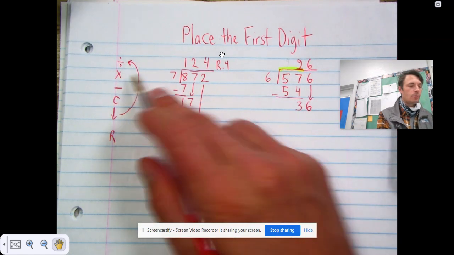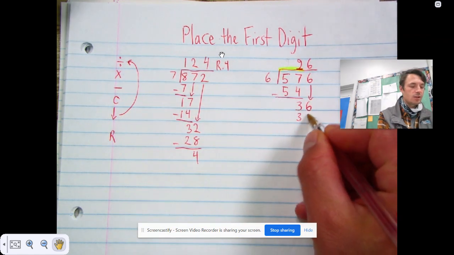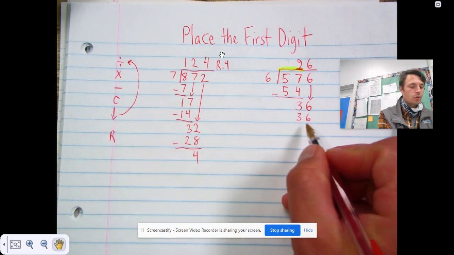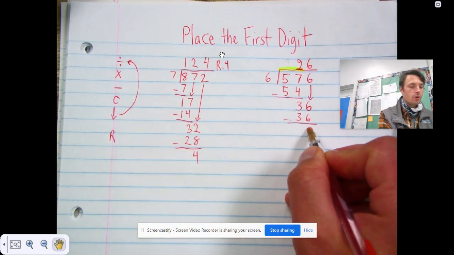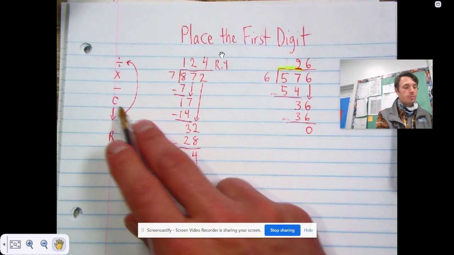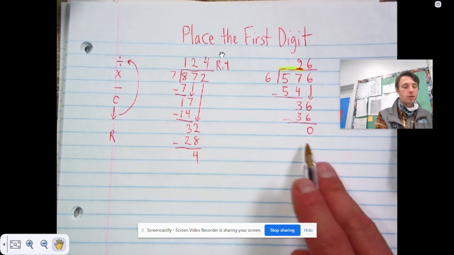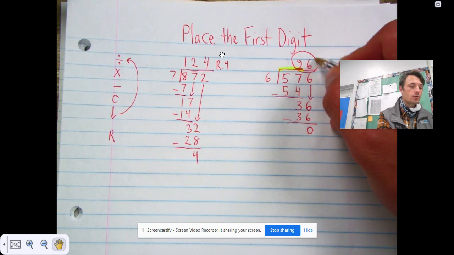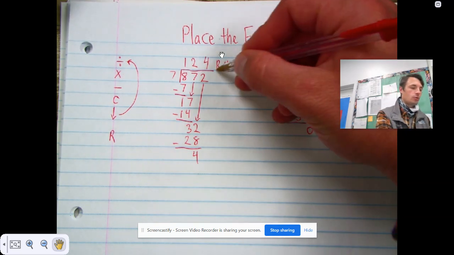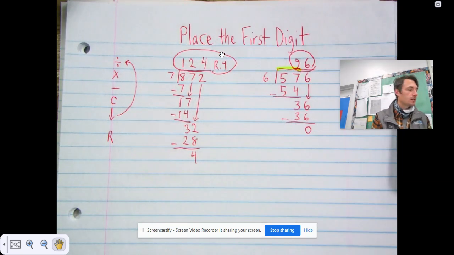Okay, we just divided. Now we multiply. 6 times 6 is 36. Now we subtract. 36 minus 36 equals 0. Okay, now we compare. 0 is smaller than 36. There's nothing left to bring down, so we're finished. There's no remainder to write. The answer is 96. Should have circled this answer too to stay consistent.